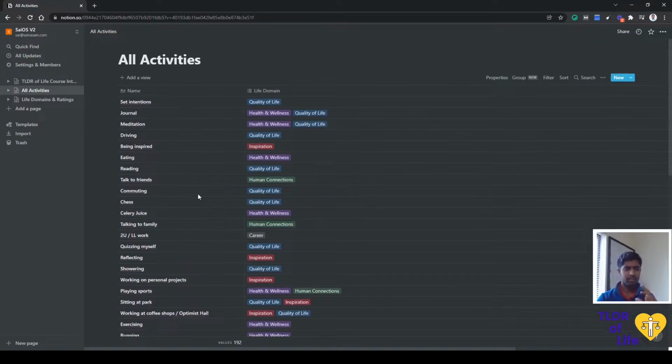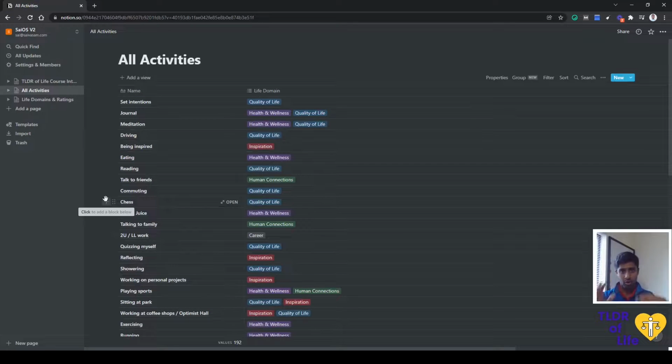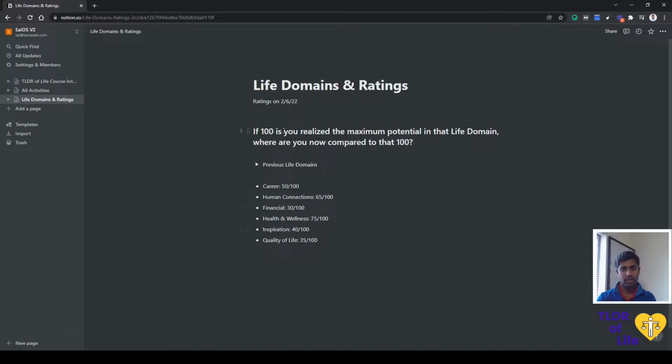But the reason that we're doing this is not to attach these activities one-to-one, right? It's like playing sports is health and wellness and human connections, just naturally, right? It's not to connect it one-to-one there, but it's to get a general understanding of what are all the activities that you're doing and then try to classify them, categorize them into life domains. So that's the general concept of this, right? If you are a thinker that likes to categorize these first like this and then come into here and write them out, then do that process, right?